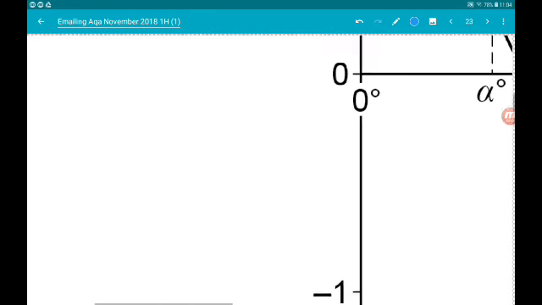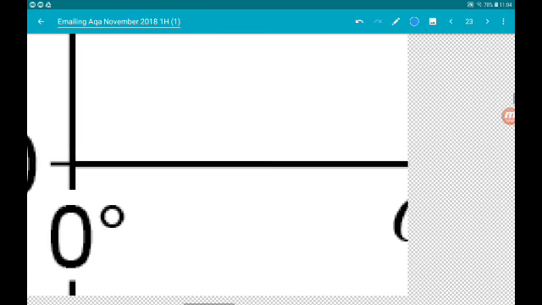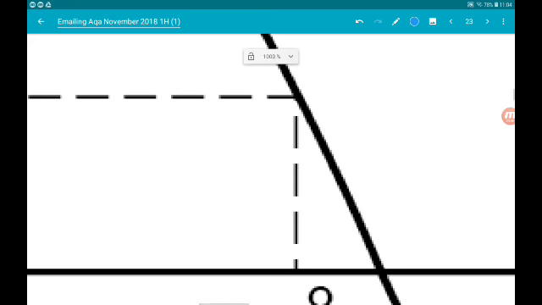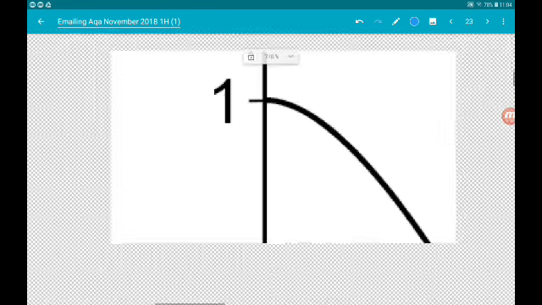And what that means is, when you put alpha into cos, your calculator will go alpha along, and then it will go up until it hits the curve, and then that gives you a value of k. Just like cos of 0 is 1.